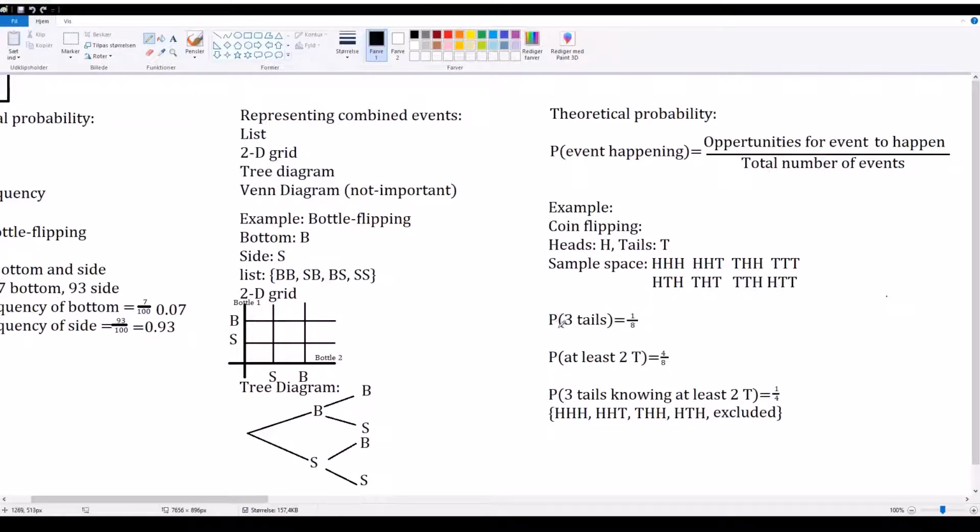So for example, P for getting 3 tails is 1 out of 8, because getting tails 3 times, there's only 1 out of 8 different results, so it's 1 divided by 8. And P for 3 tails, knowing that there has to be at least 2 tails, means that once you've hit 3 heads, 2 heads, or anything in this fashion, you cannot get the 3 tails, meaning that you can essentially exclude these and then only use the results with 2 tails.